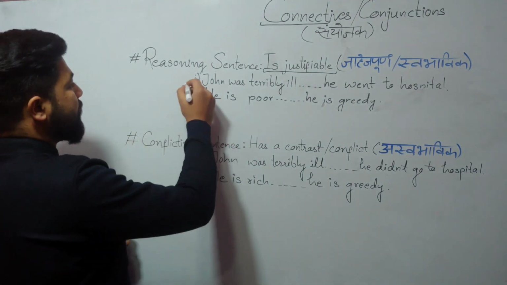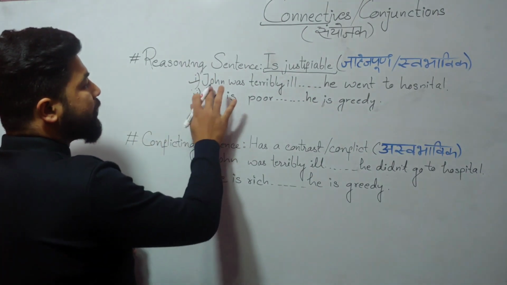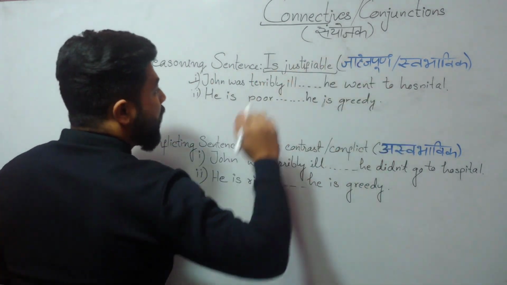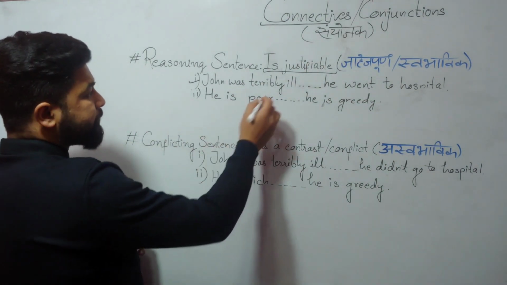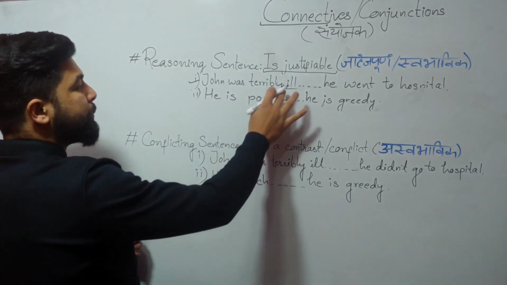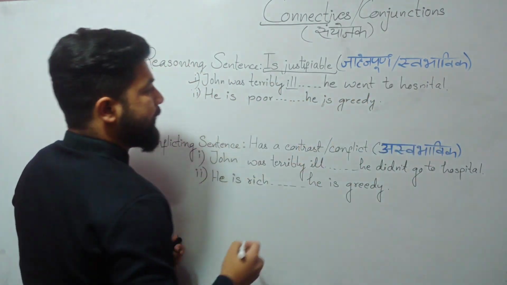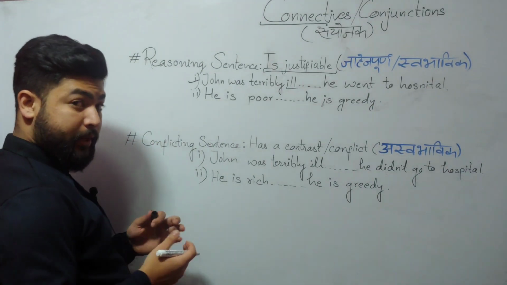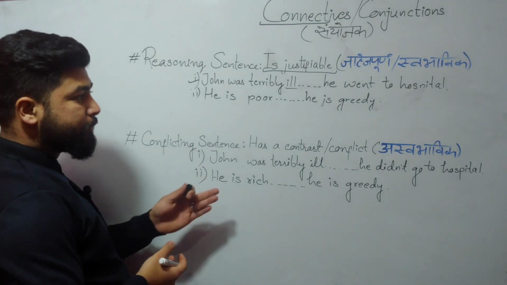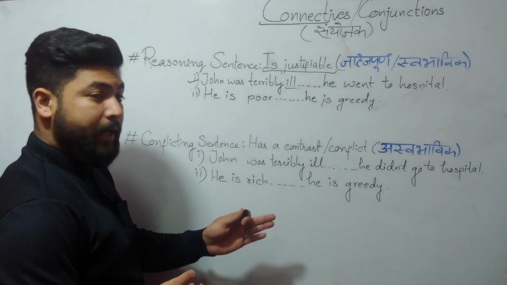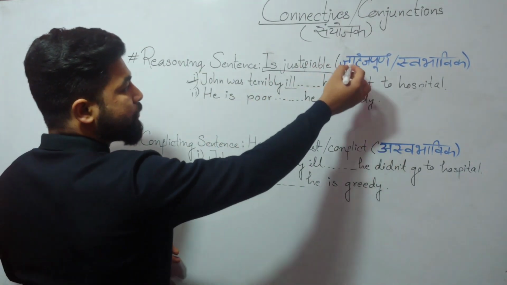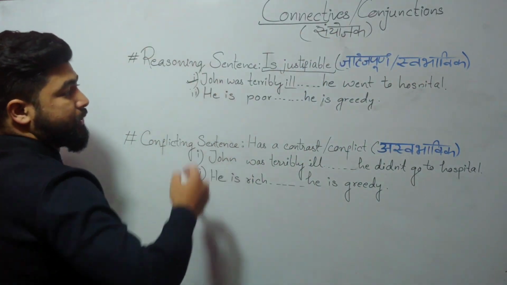So, in 1, it says that John was terribly ill. John was terribly ill. He went to hospital. Now, see here. So, illness. John, who was terribly ill, he went to hospital. And illness and hospital are reasoning, right? Because what is hospital meant for? It is meant for whenever you are ill, right? So you go to hospital whenever you are ill, so whatever he did is justifiable. So this is a reasoning sentence.